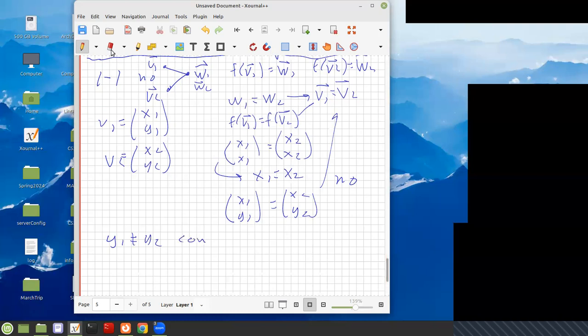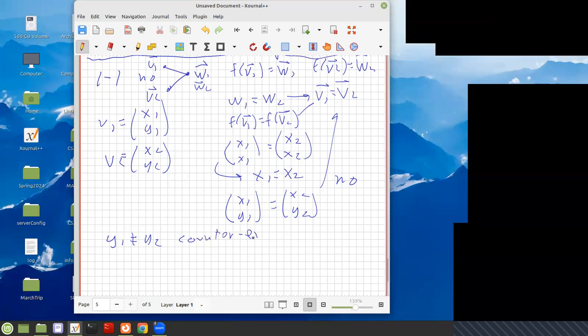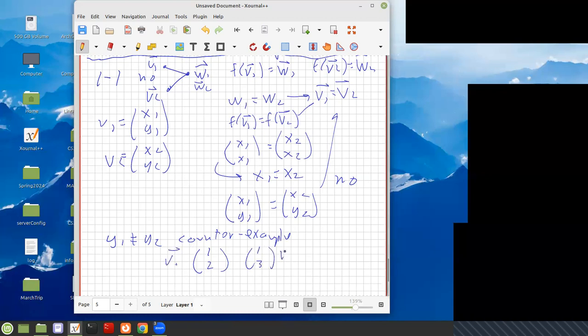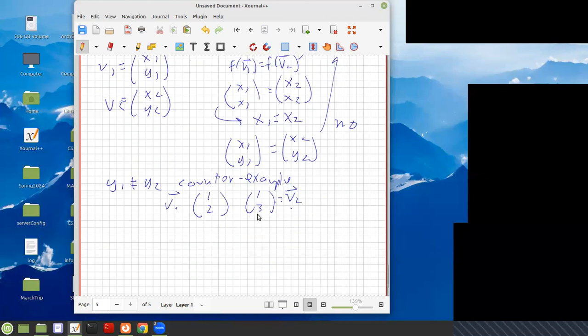Let's make a counterexample. Let's choose v1 as (1, 2) and v2 as (1, 3). Okay, you have a question? No, Professor. Okay, so we have v1 equals (1, 2) and v2 equals (1, 3).